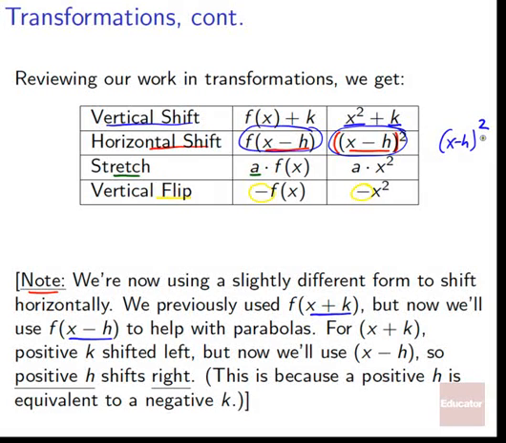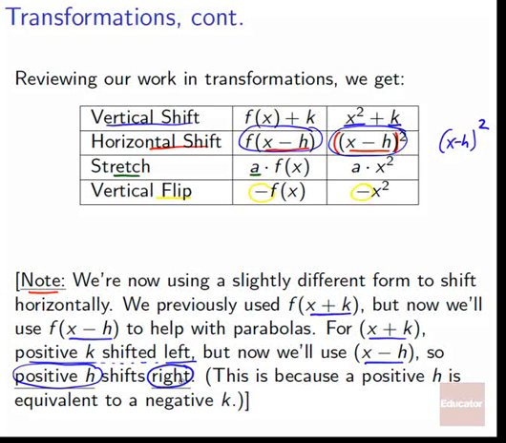That's going to help us with parabolas, and we'll see why in just a moment. It's going to make it a little bit easier for us to write out a formula for the vertex. Now, for x plus k, positive k shifted to the left. But now when we're using x minus h, positive h will shift to the right.